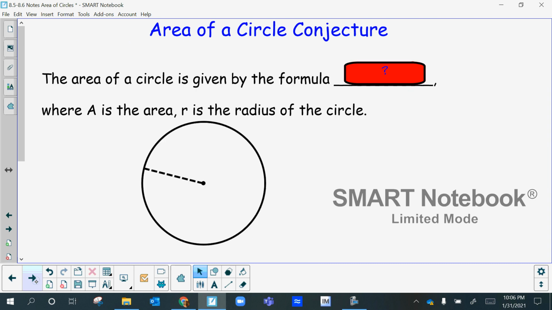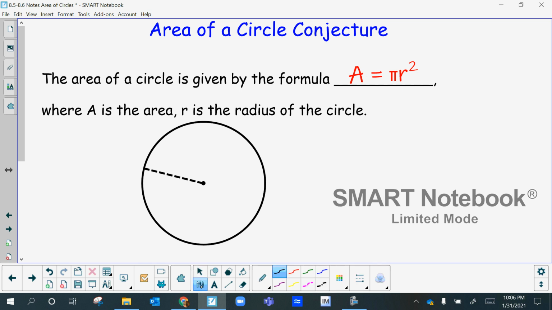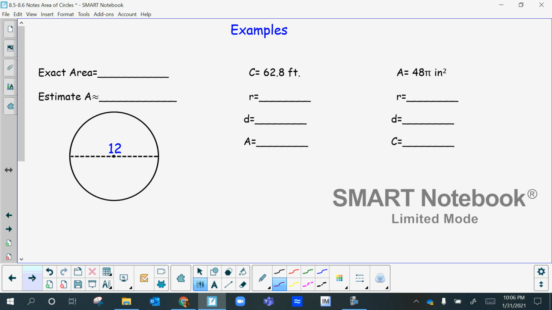So that's one way to look at it. So the conjecture goes like this. The area of a circle is given by the formula A equals pi r squared, where capital A is area and r is the radius. And you guys are real familiar with the radius. The radius goes from the edge of the circle to the center. Okay, and multiple radii, no matter how many are in there, they will all be the same length in the same circle.